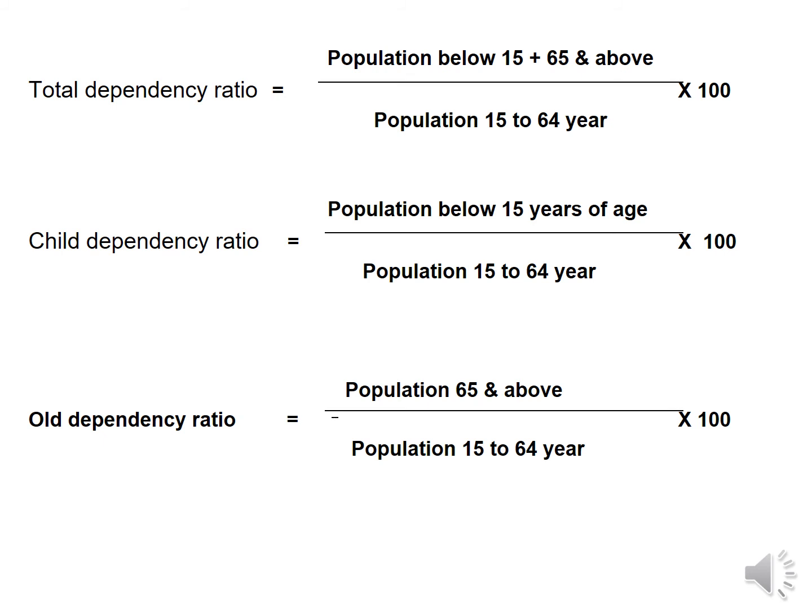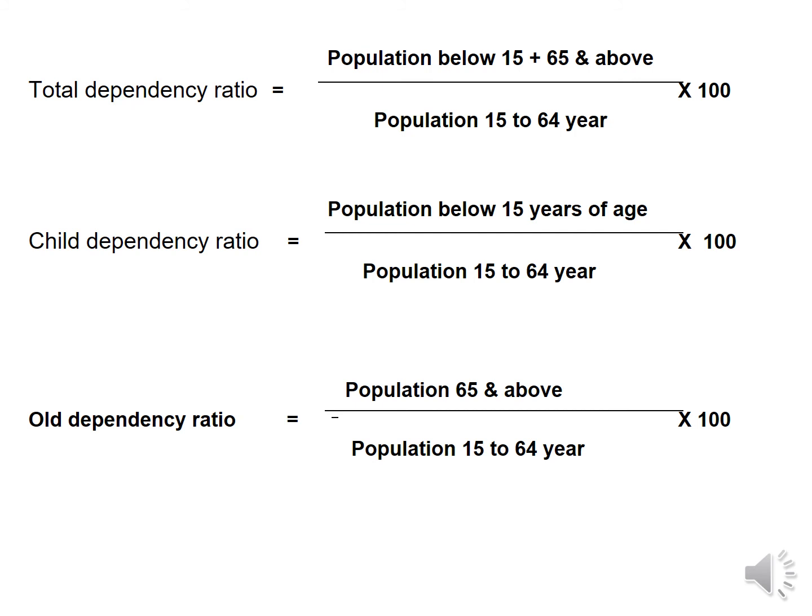The total dependency ratio is, as we studied, the non-productive people to the productive people. It is a ratio. So the total dependency ratio can be calculated as: population below 15 years plus population 65 years and above, divided by population of 15 to 65 years, which we take as productive, multiplied by 100. This will give you the total dependency ratio.